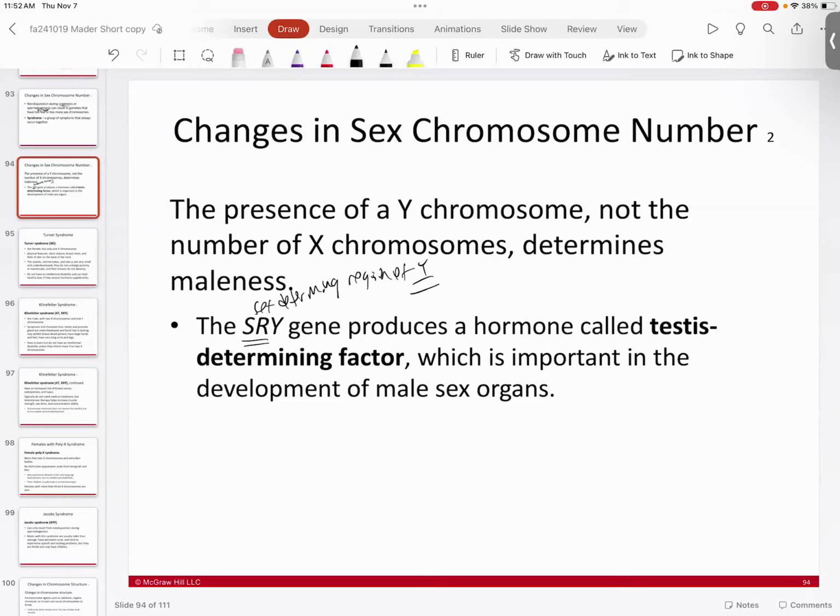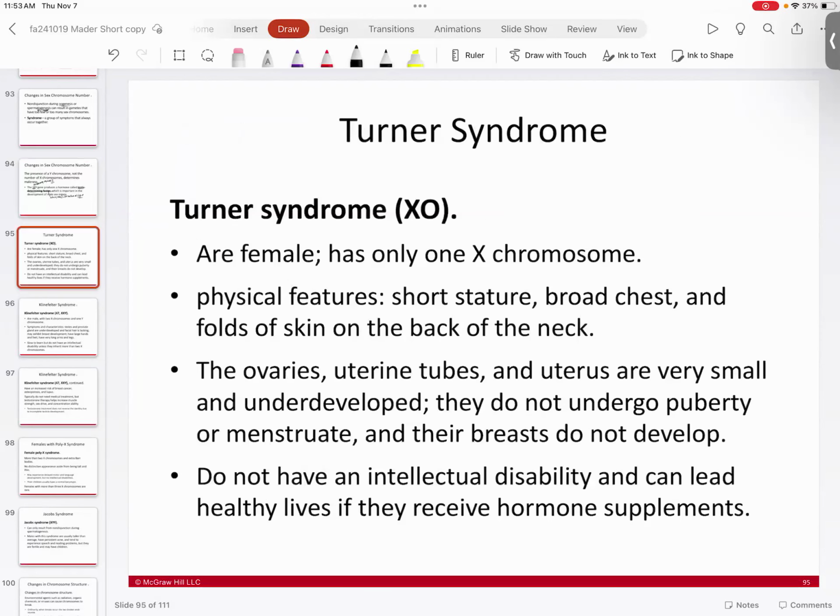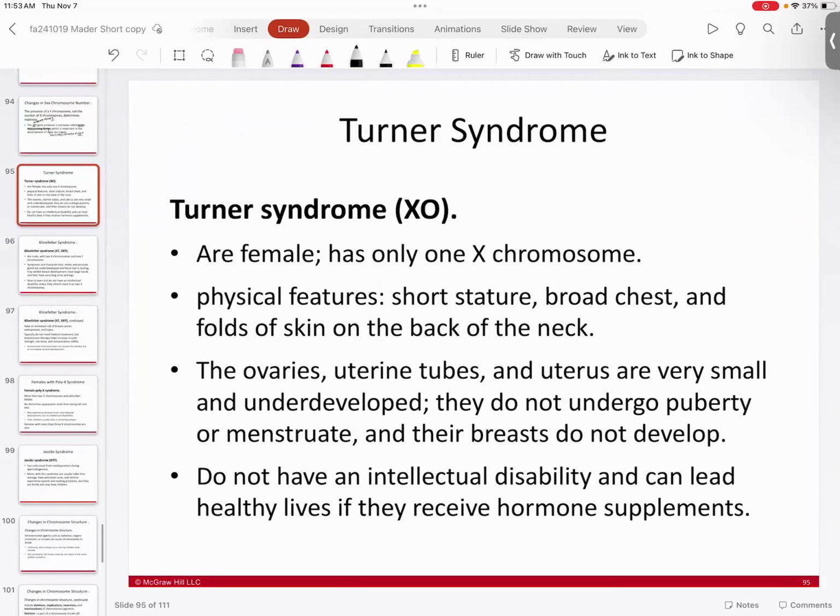And what this does is it actually holds a gene that basically makes what's called testis determining factor, which is an important molecule that actually induces masculinization of tissue. It causes the male sex organs to develop. In the absence of testis determining factor, the female will develop.